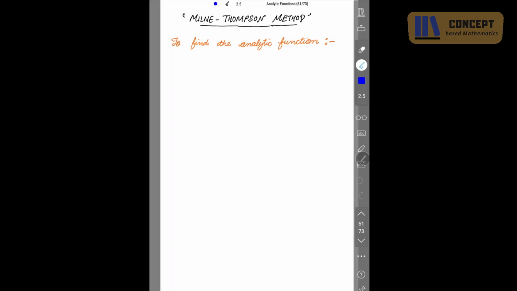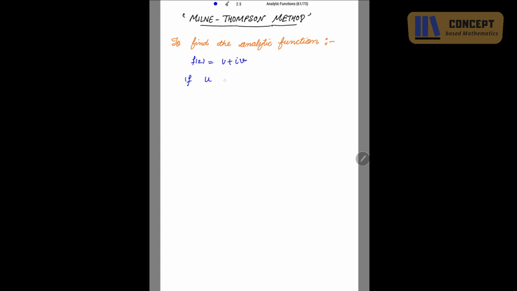Yes, good morning. Today we are going to start the Milne Thompson method for finding the analytic function. In the previous classes we have done that if f of z is equal to u plus iota v, and if u is given, we found v by using the CR equation, that is the harmonic conjugate of u.